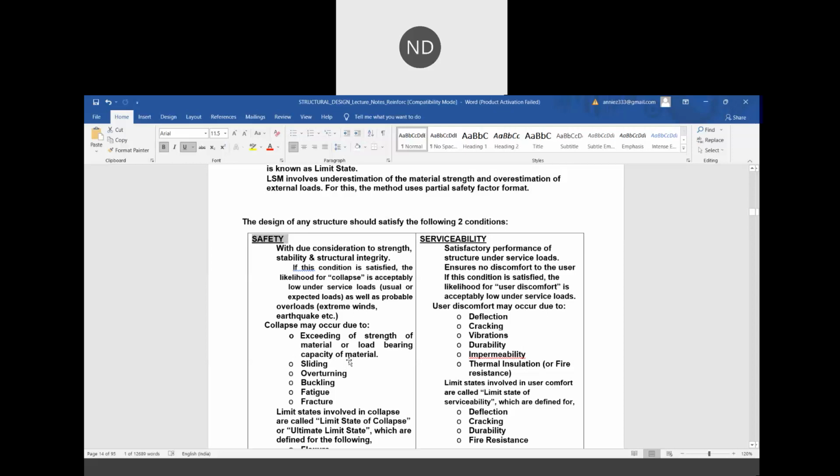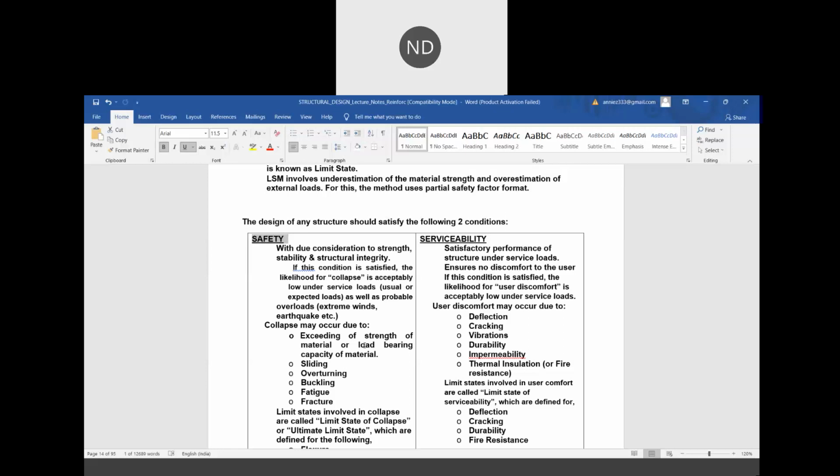Collapse may occur due to exceeding of the strength of the material or the load bearing capacity of the material. In that case, your building may collapse: sliding of the building, overturning of the building, or any structure, not only a building. Any structure, like your retaining wall, can overturn. Buckling may also happen.